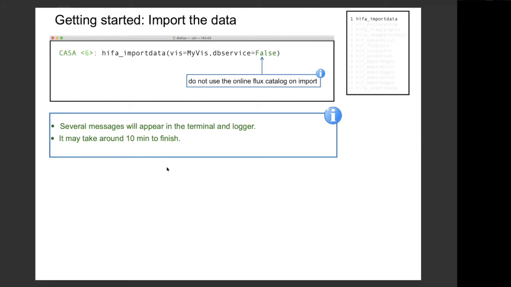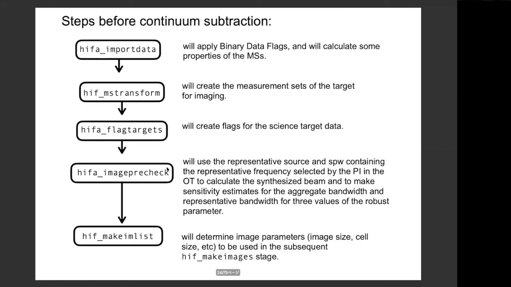So basically now the pipeline will be doing things by itself, and then we have some time to talk about some other things. These are the steps that we are going to be following before the continuum subtraction. Right now, when we run import data, this task will apply binary data flags and will calculate some properties of the measurement sets.